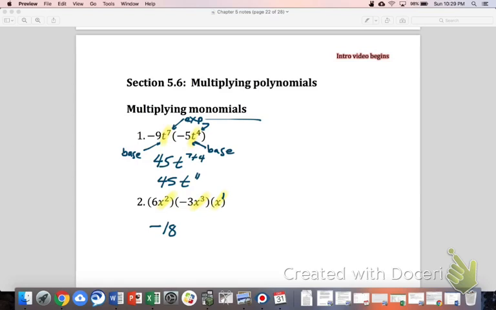So let's remember from before, if you are multiplying like bases, then to get your product, you leave the base the same and you add your exponents. So I'm going to leave the base as an x, and I'm going to add my exponents, 2 plus 3 plus 1. And so we end up with negative 18x to the 6th for our final product for number 2. Hope that went well for you. We're going to do a couple more examples.